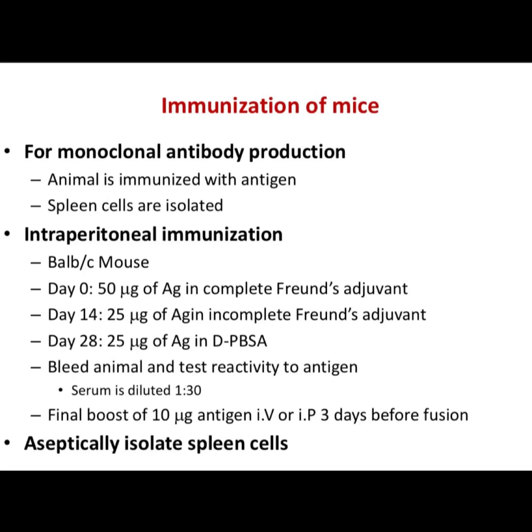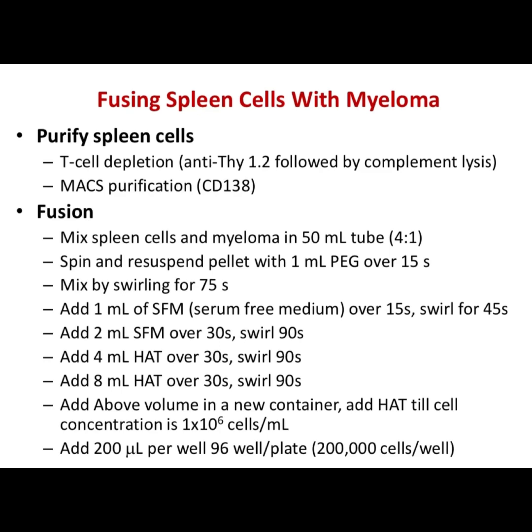Immunization of mice for monoclonal antibody production. Intraperitoneal immunization, then aseptically isolate spleen cells. The animal is immunized with antigen and spleen cells are isolated. Day 0: 50 micrograms of antigen in complete Freund's adjuvant. Bleed the animal and test reactivity to antigen. Final boost of antigen. Fusing spleen cells with myeloma: purify spleen cells and fusion takes place.